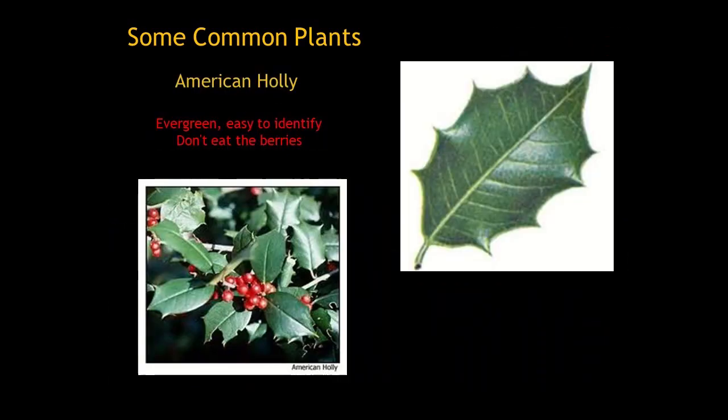Next up is American holly. Another one that'll stick you. I don't see how anybody could not remember this one. It's so typical. It's evergreen, very common as a landscaping plant.